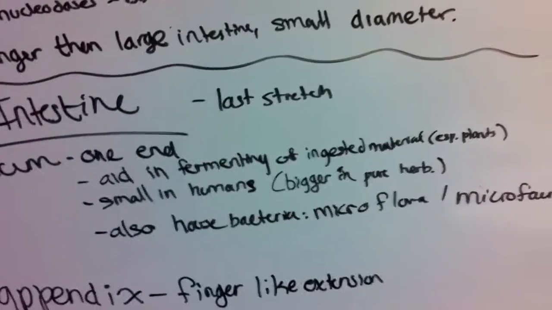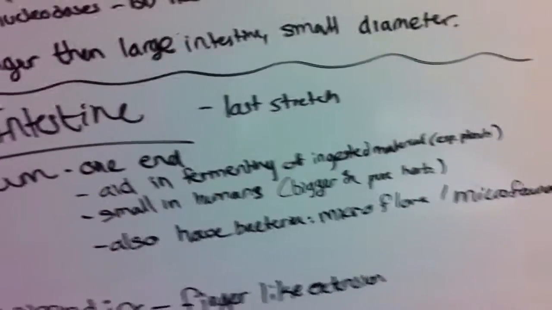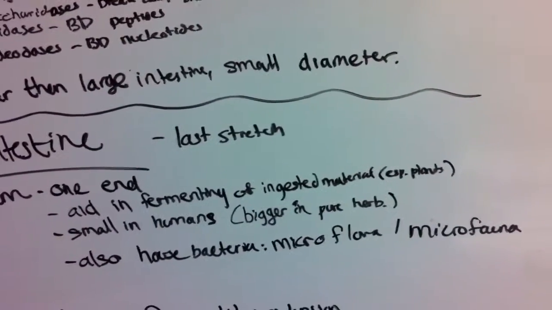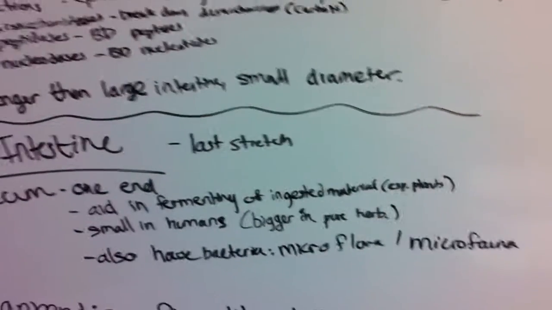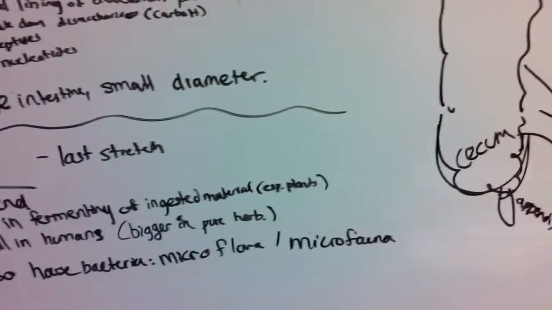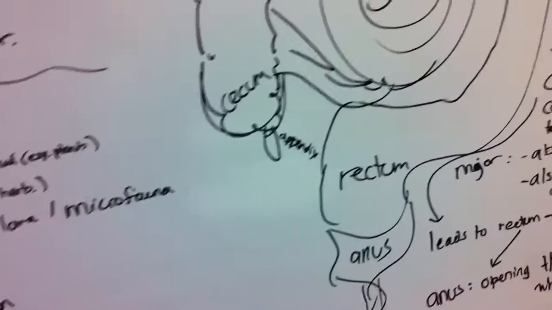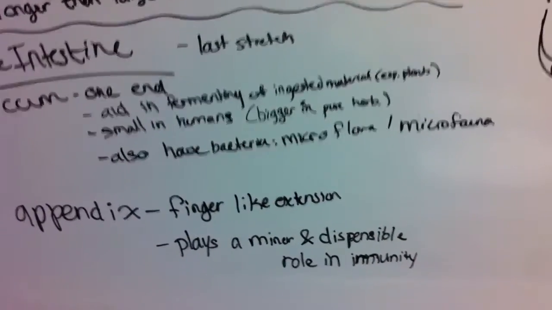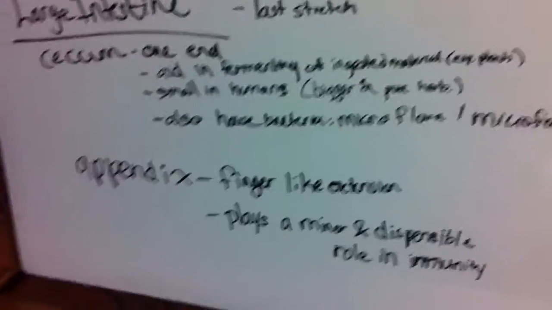The cecum will aid in the fermenting of ingested material, especially plants, and it's really small in humans. And because it helps with the digestion of material from plants, it will be much bigger in pure herbivores. The cecum also contains bacteria known as microflora and microfauna. Now, attached to the cecum is what we call an appendix. The appendix is a finger-like extension, and it plays a minor and dispensable role in immunity.